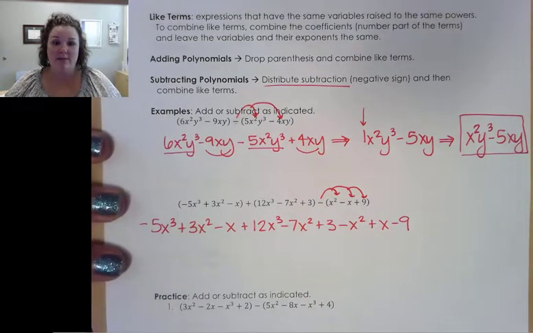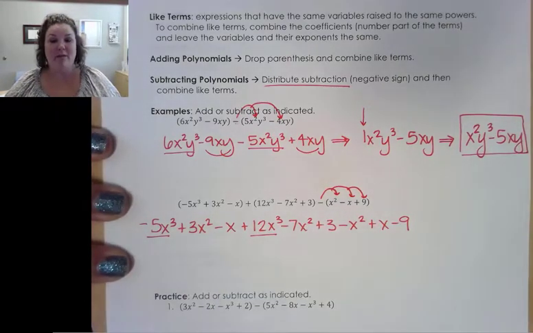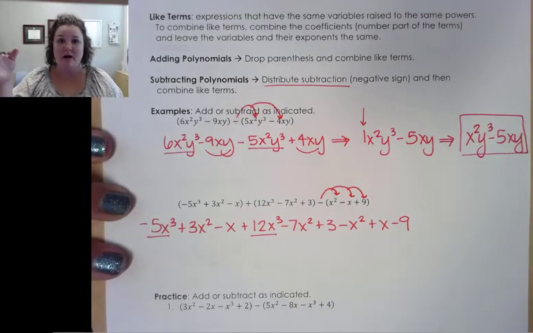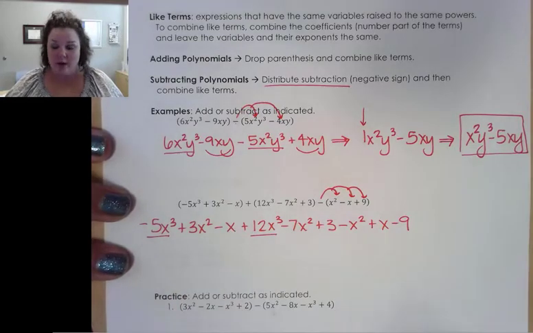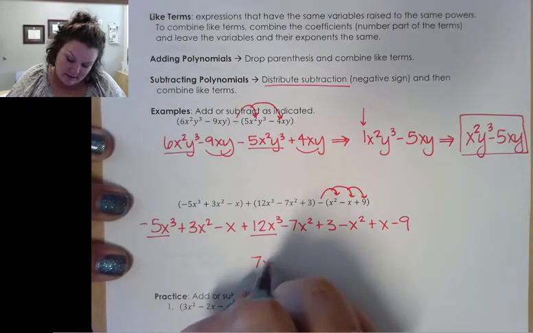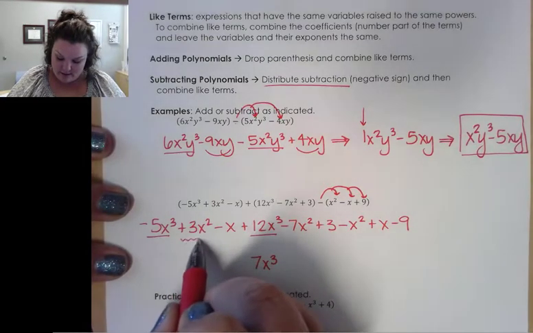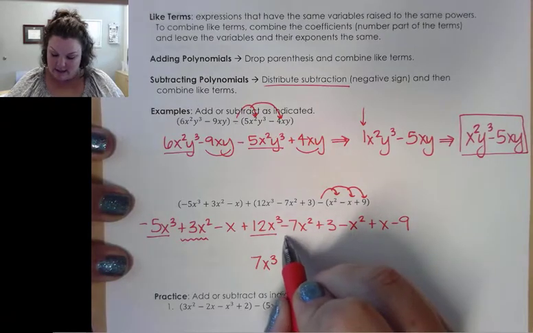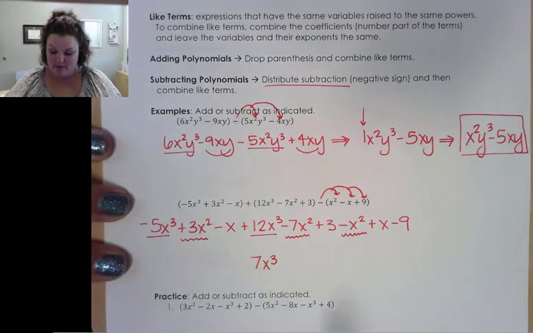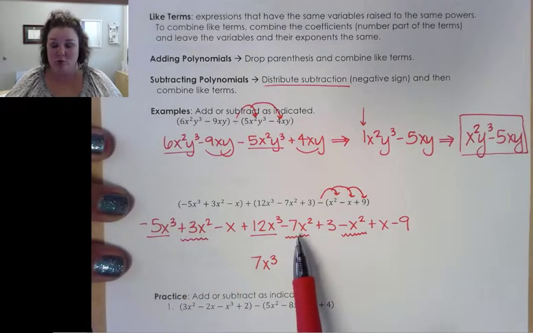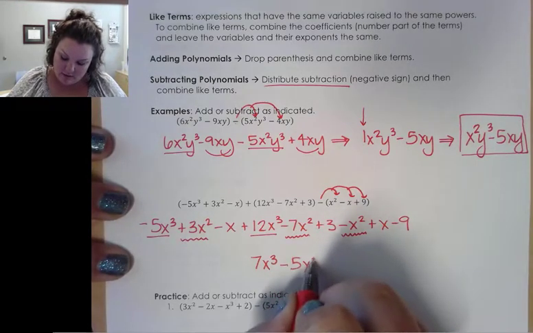And then we can go ahead and combine like terms. So we look at our cube terms first because that's our highest power of x. And we always want to write our answers from the highest power down to the lowest power, okay? So -5 and 12 leaves me with 7x cubed. Then we look for our x squareds. So we have a 3x squared and a -7x squared and a -x squared. So we need to combine all of those. So 3 minus 7 is -4, and another -1 is going to give me a -5x squared.